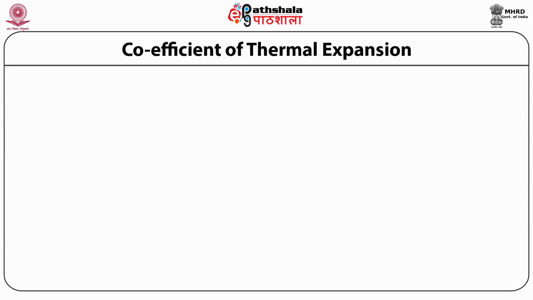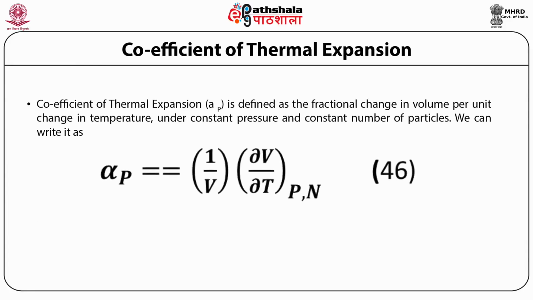Let us have a look at another measurable quantity, the coefficient of thermal expansion. Coefficient of thermal expansion alpha P is defined as the fractional change in volume per unit change in temperature under constant pressure and constant number of particles. We can write it as alpha P is equal to 1 upon V delta V upon delta T at constant pressure and number of particles.